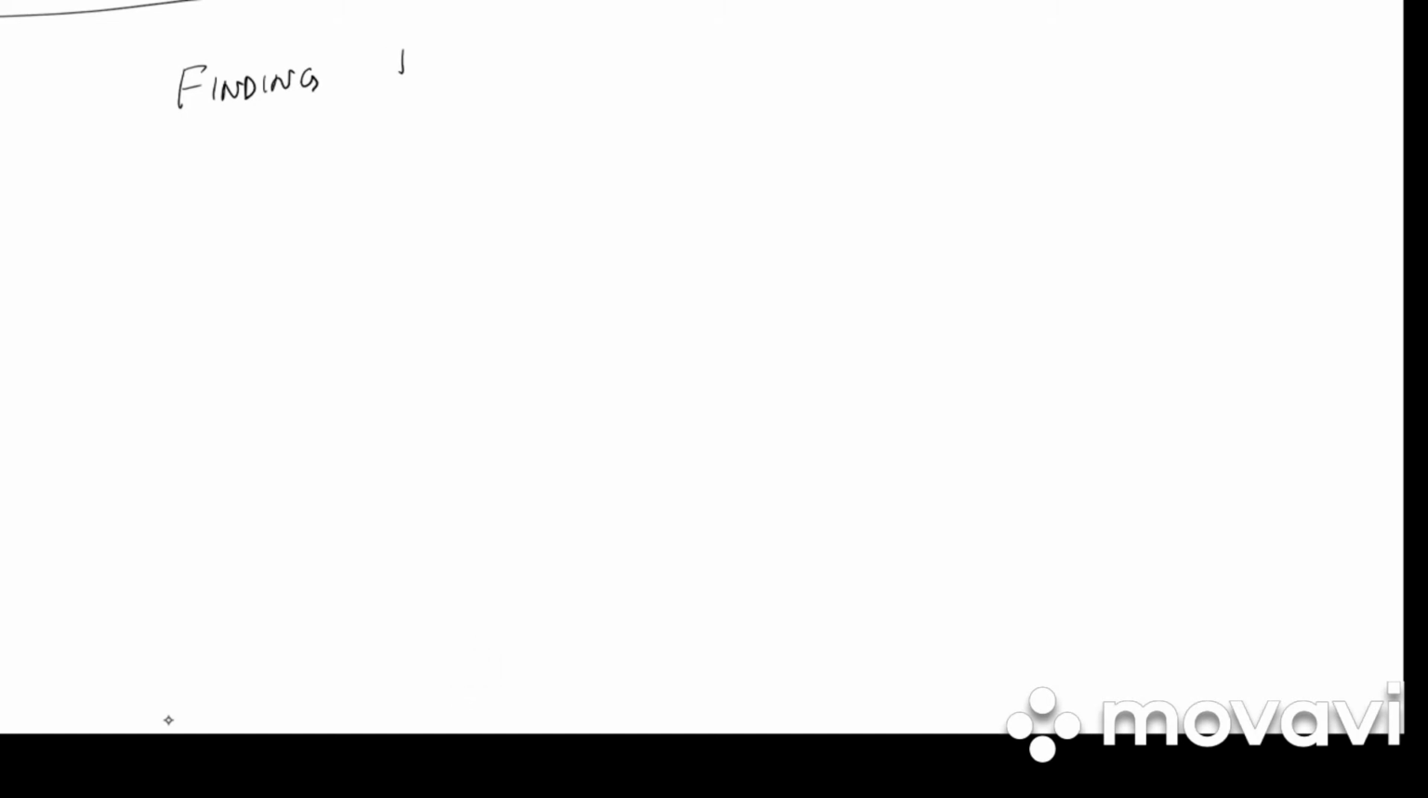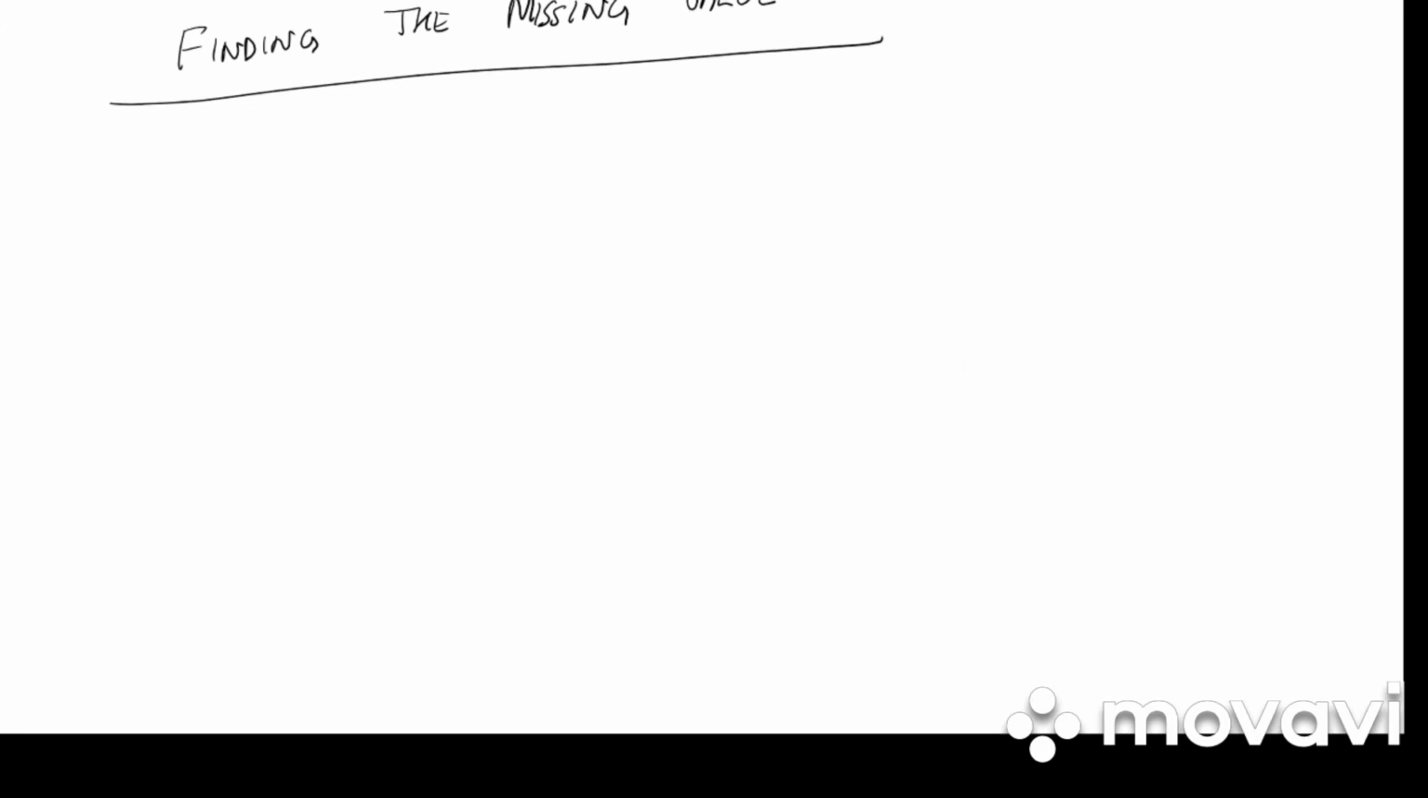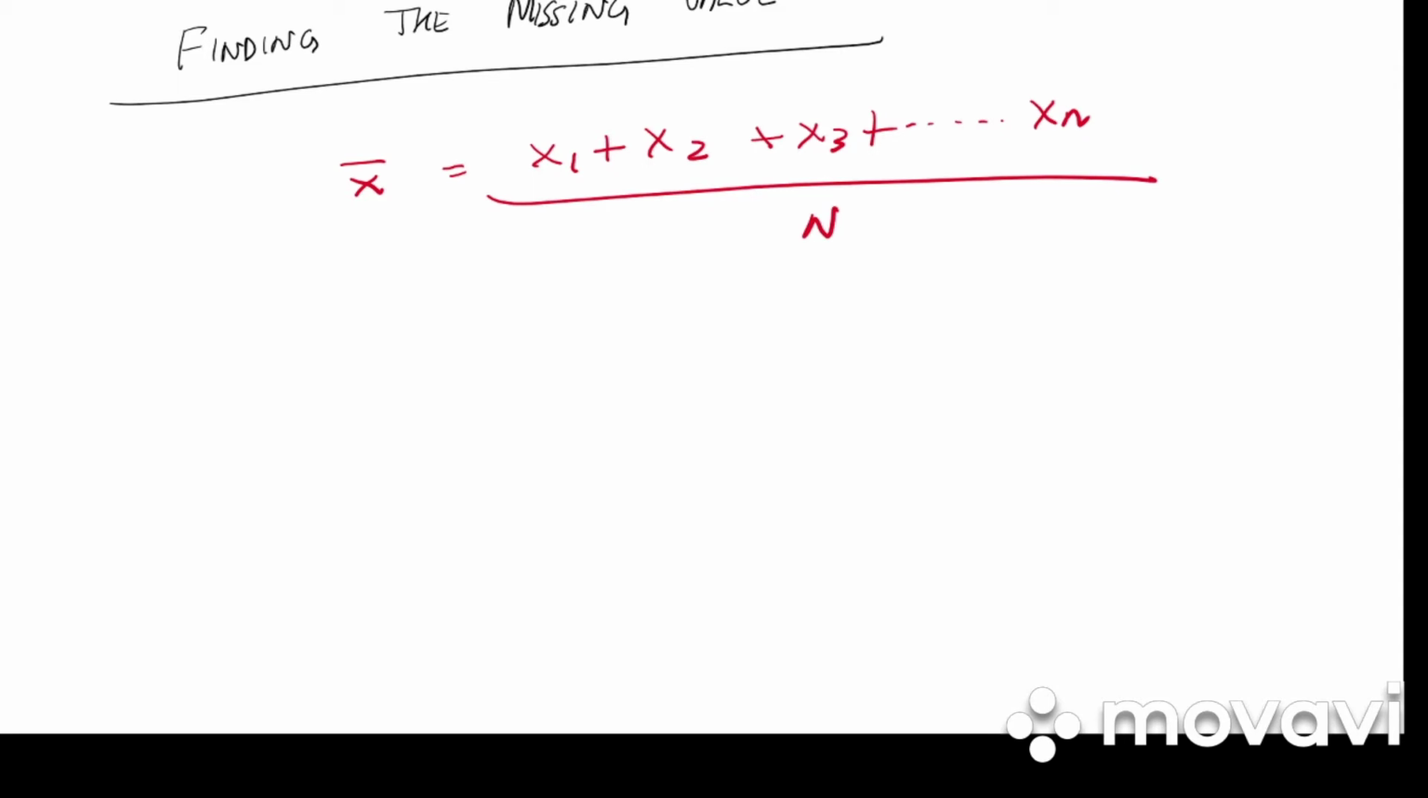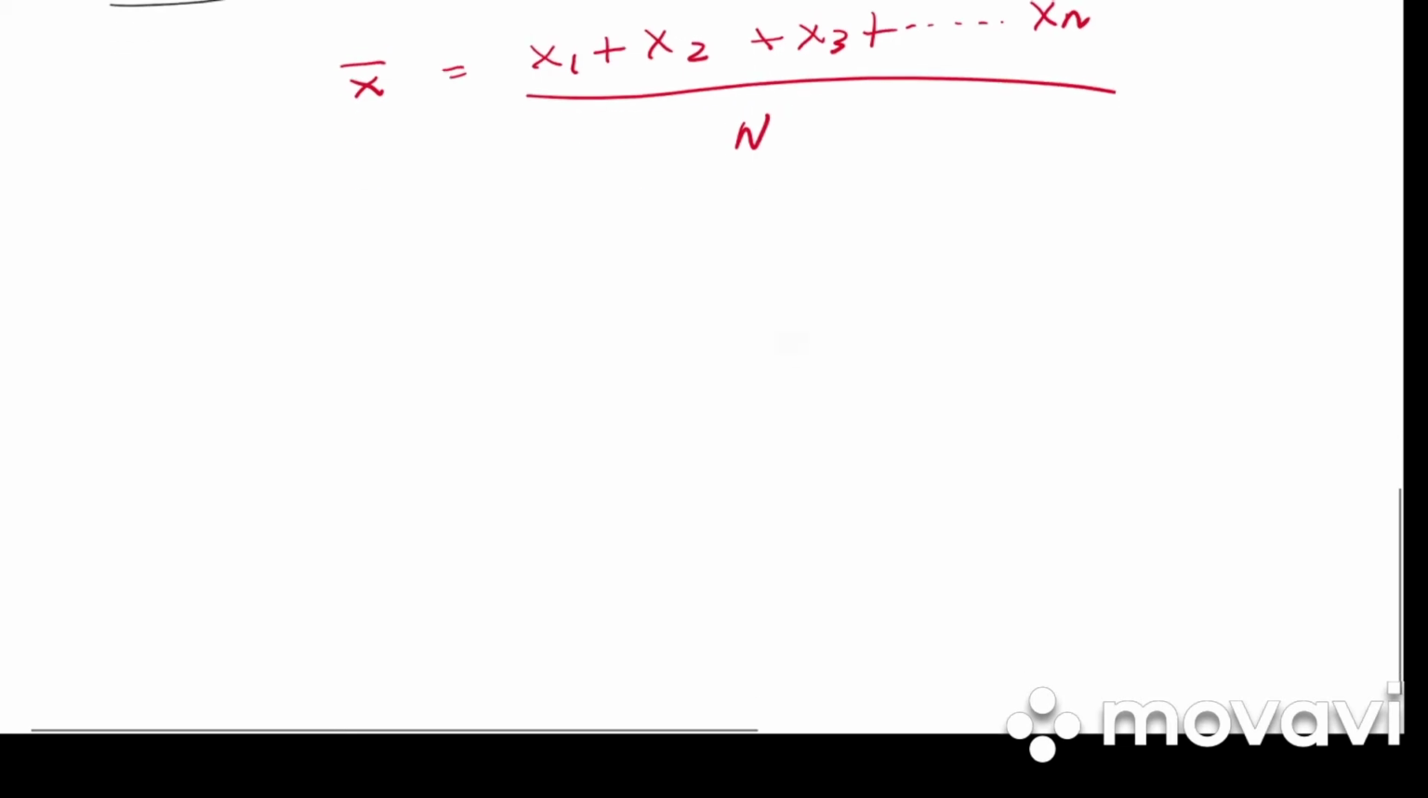Finding the missing value. So sometimes in the series, they will be giving us the data, but one value will be missing. So in such case, how we find out the missing value? The formula will be x bar is equal to x1 plus x2 plus x3 till xn, unless we know the number of values, divided by n.